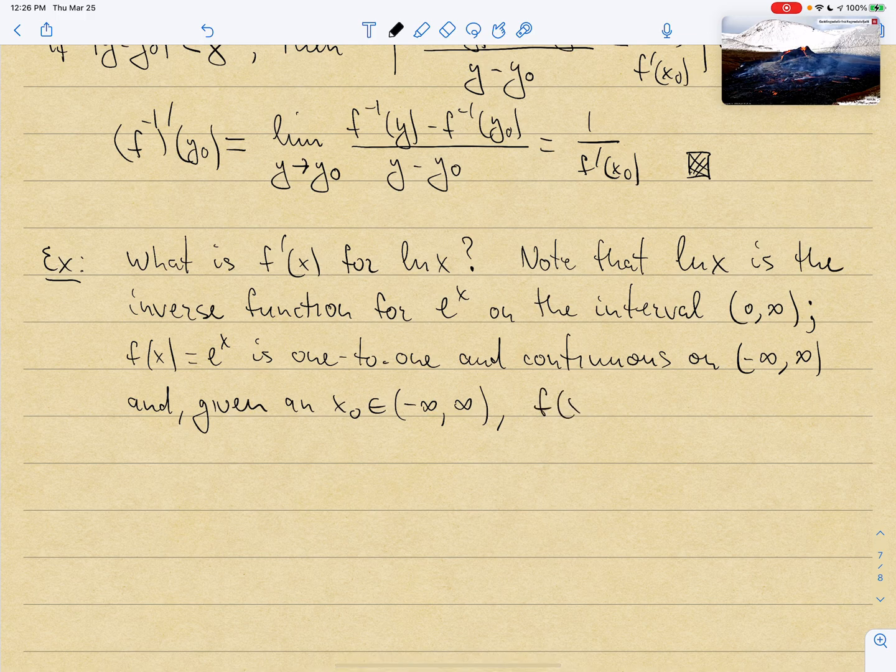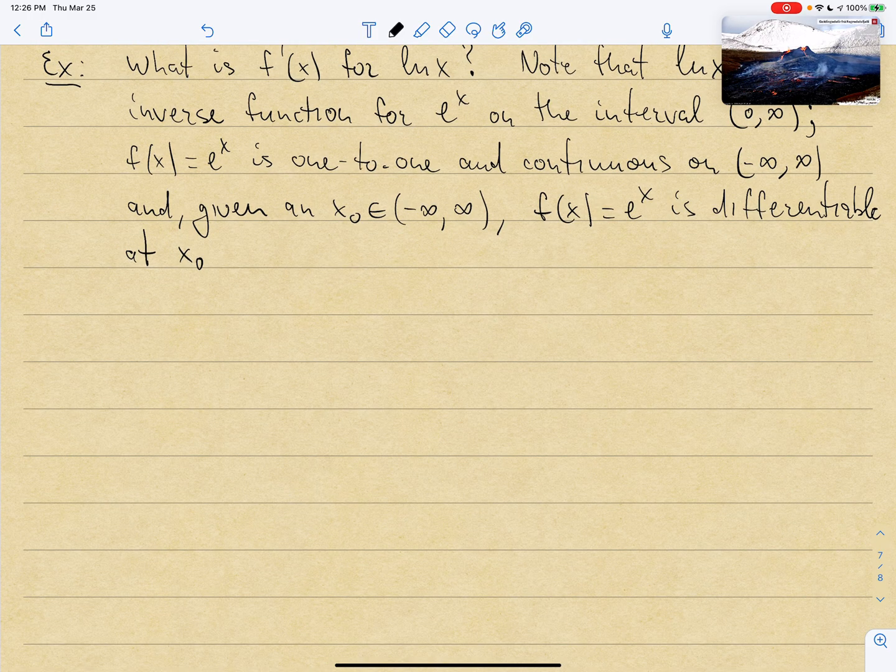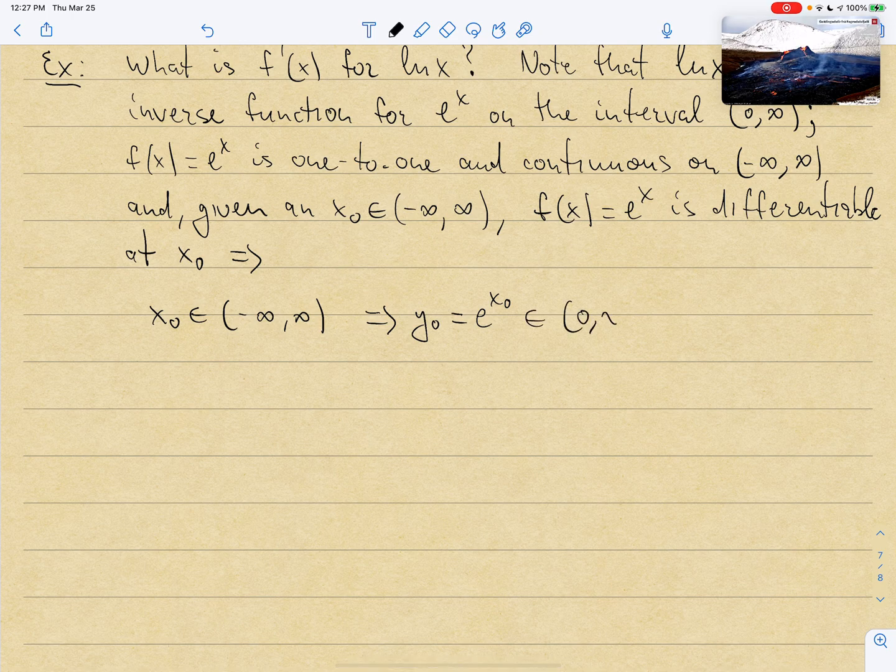f of x equal to e to the x is differentiable at x0. And so it must be then that the log of x should be differentiable at the corresponding y0, right? So therefore, if I have x0 in the interval from minus infinity to infinity, then y0 equal to e to the x0 is going to be now between 0 and infinity.